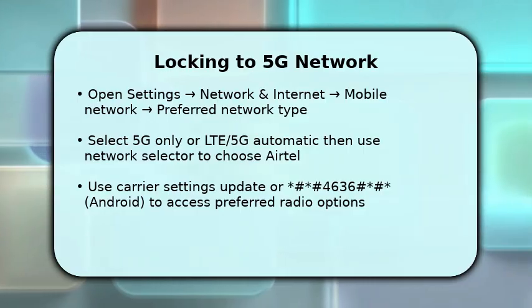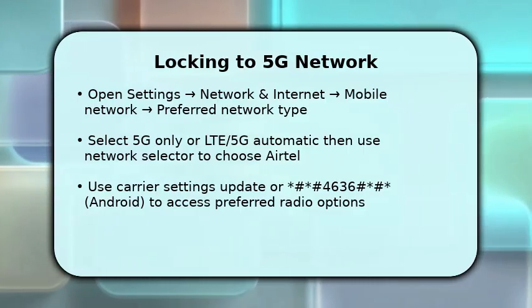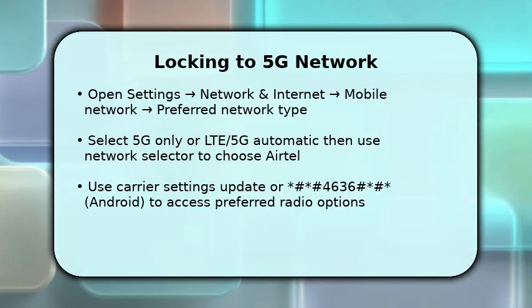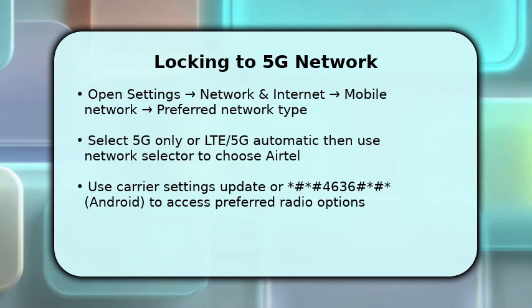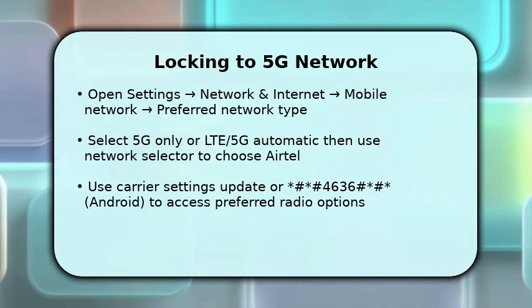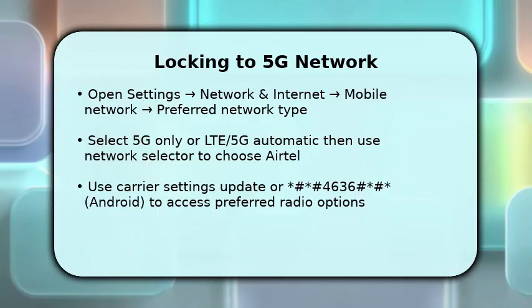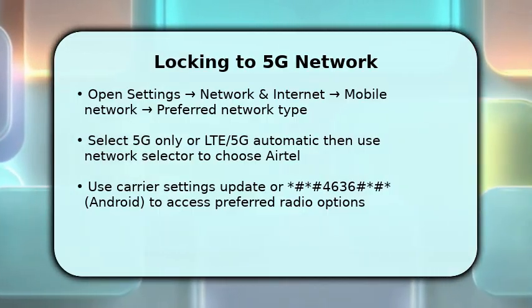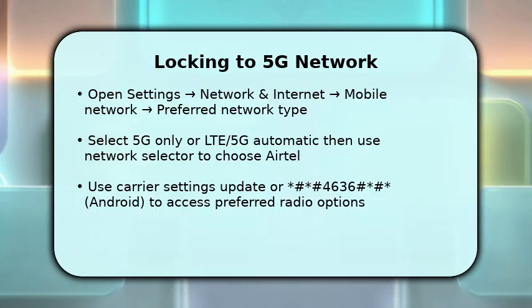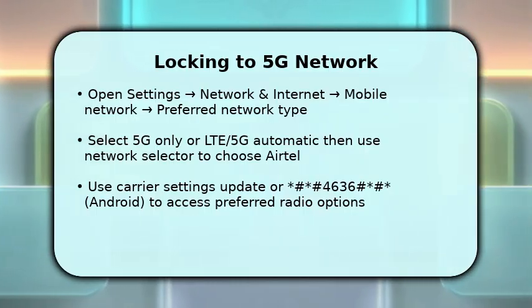For deeper control on many Androids, use the testing menu *#*#4636#*#*, or the carrier settings update to expose radio options. Make sure to apply changes and wait for registration. This ensures the modem prefers 5G cells from Airtel rather than falling back.